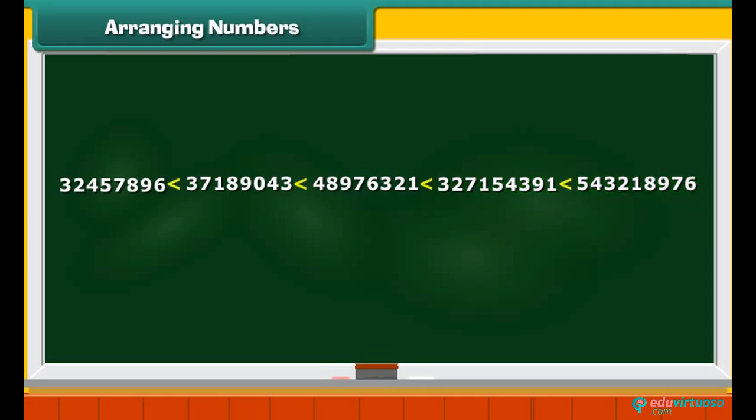Therefore, the ascending order of numbers is this: 32457896, 37189043, 48976321, 327154391, 543218976. Let us now arrange numbers in descending order.